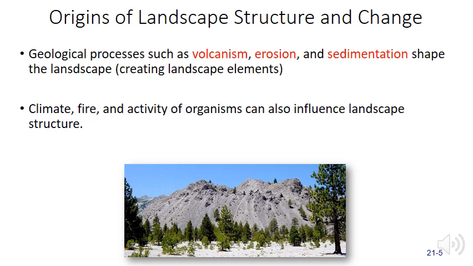So we know that a landscape can broadly be defined as a heterogeneous area comprised of distinct patches. We're going to talk for a little while about the processes that drive the formation of that landscape. Over geological time, processes like volcanic activity, erosion and sedimentation occur to create landscape elements. And over ecological time, factors like climate, fire and the activity of organisms influence landscape structure.